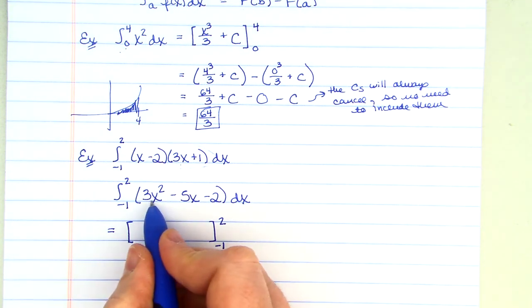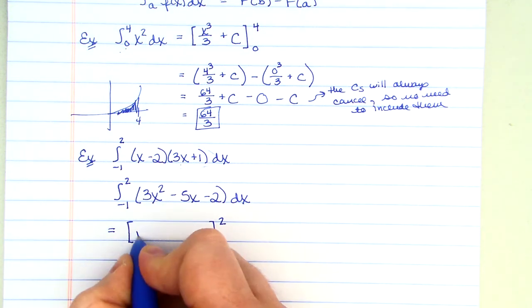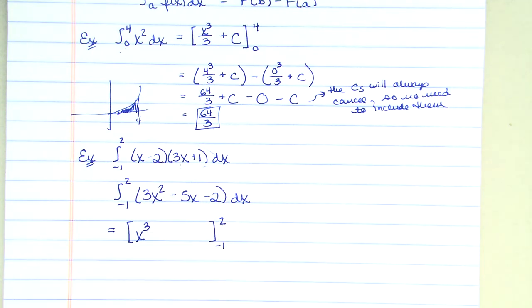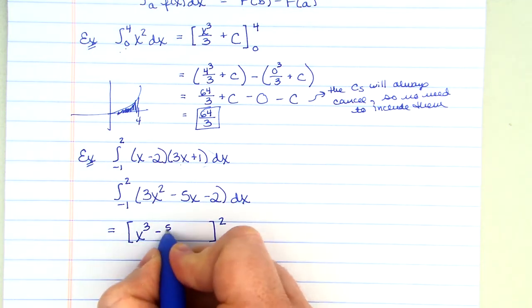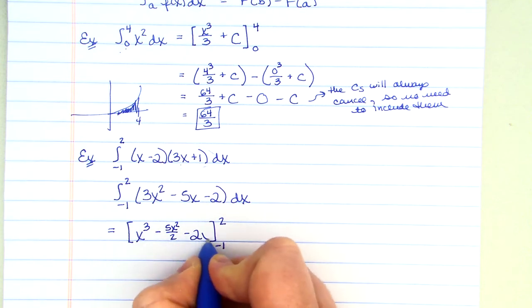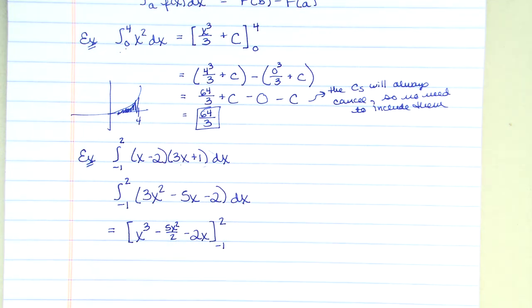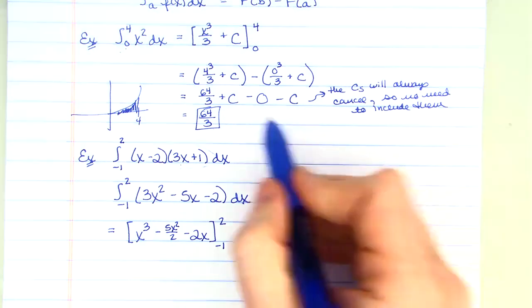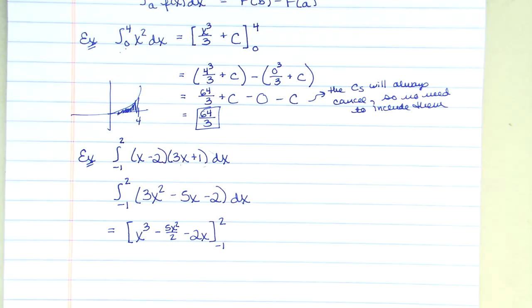Antiderivative of 3x squared is 3x cubed over 3. I'm just going to say x cubed. Then minus 5x squared over 2. Then minus 2x. And I'm not going to bother with the plus c, because as I told you over here, the c's are always going to cancel, so we don't need to include them only when we're dealing with definite integrals. If it was just a straight regular antiderivative, yeah, we certainly would need those c values.